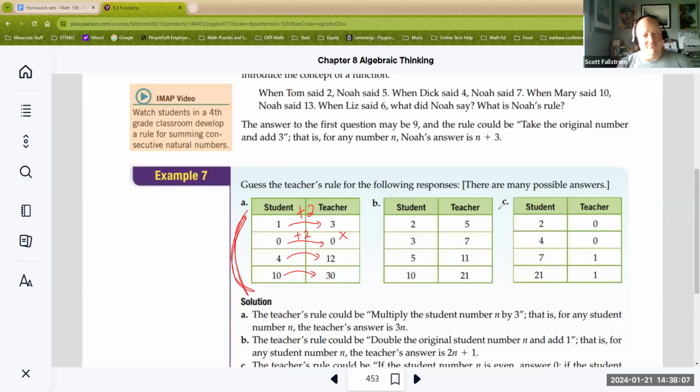And again, there might be many possible answers, but in this case, one that works for all 4 of these is to take the student's number and multiply it by 3. Now we can say that in words, multiply the student number by 3. We can write it as a symbol, and we could actually have the teacher's number is the student number multiplied by 3. Okay, so this would be more formal function notation.